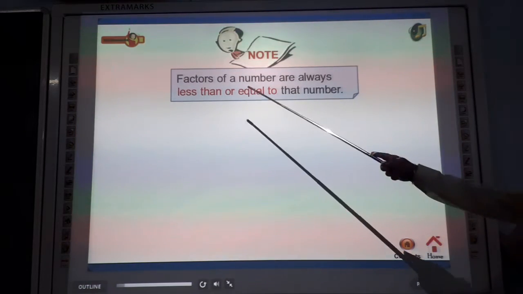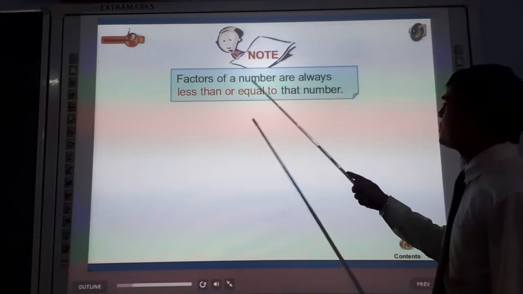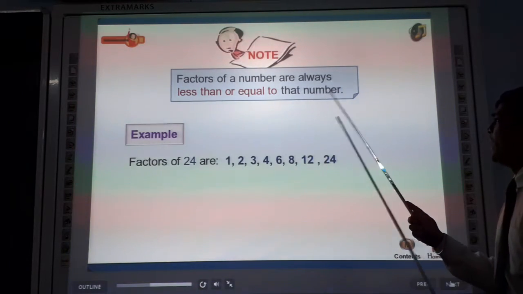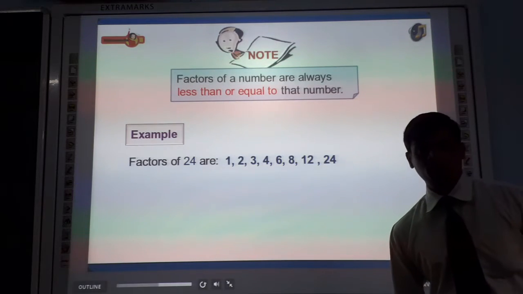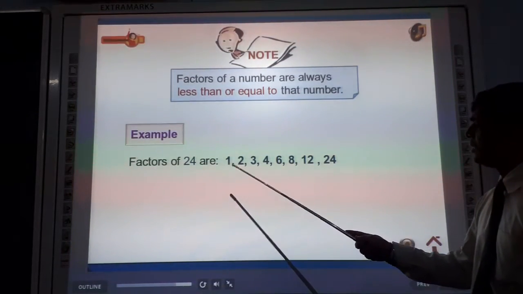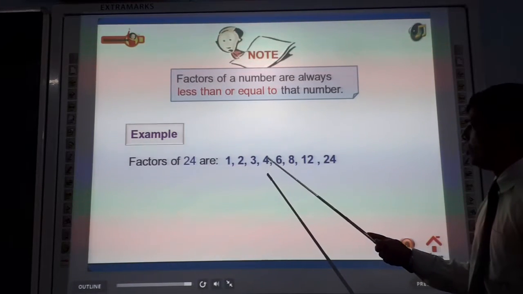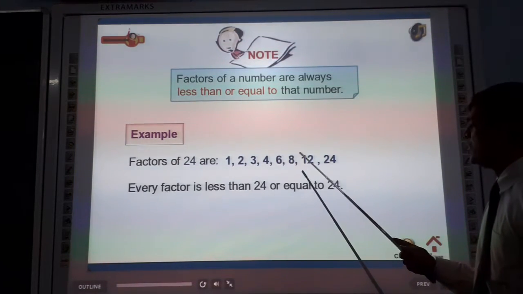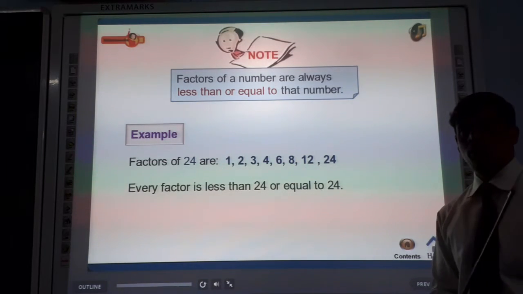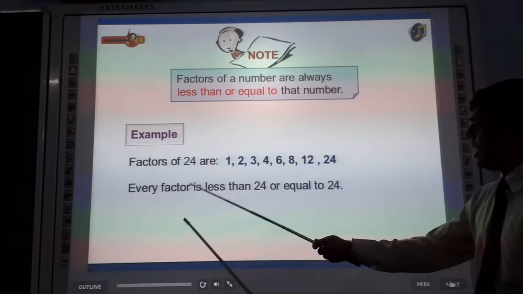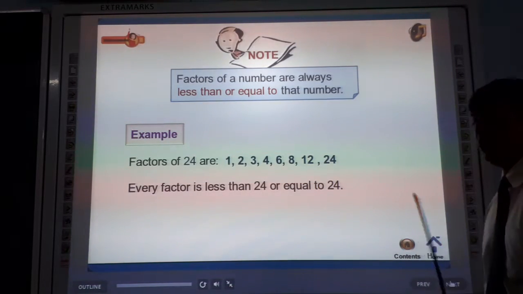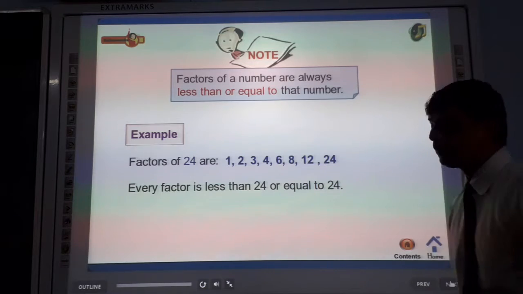Now next is, factors of a number are always less than or equal to that number. Okay student. For example, factors of 24 are 1, 2, 3, 4, 6, 8, 12, 24. Okay student, look at this. Every factor is less than or equal to 24. Okay.